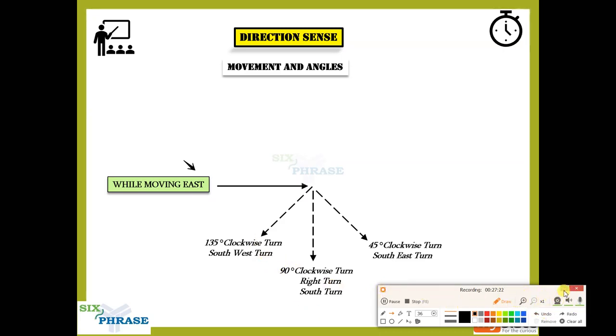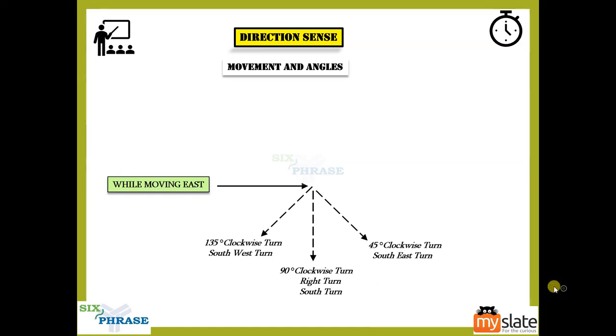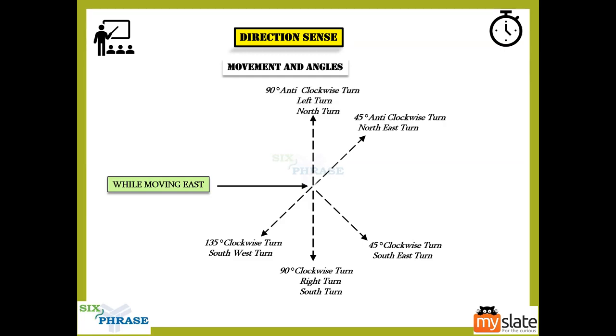So the next one will be anti-clockwise, and it will be a 45 degrees anti-clockwise turn, and we also call this the northeast turn. We have three names for this: 90 degrees anti-clockwise, north turn, or the left turn. Okay, so here we have the left turn associated with the north direction. And finally we have a 135 degrees anti-clockwise direction or northwest turn.